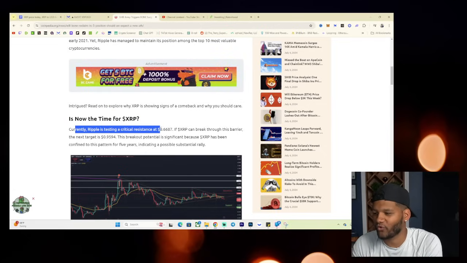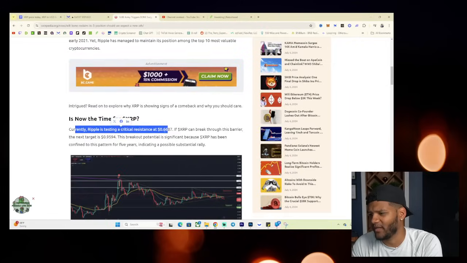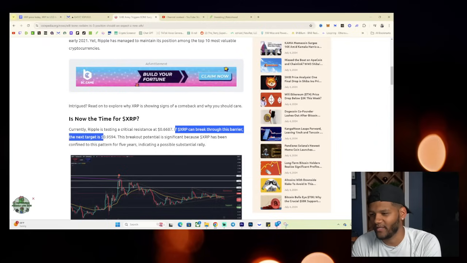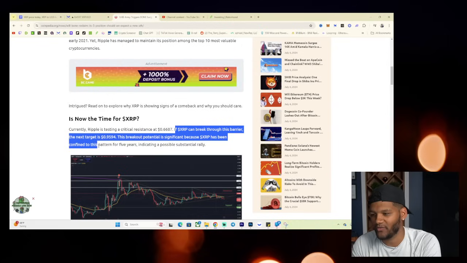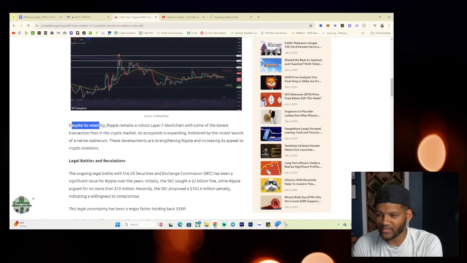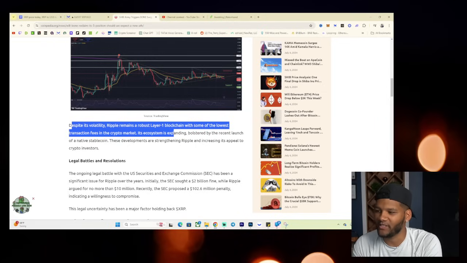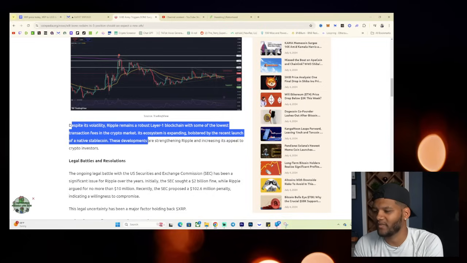Currently, Ripple is testing a critical resistance at 66 cents. I guess this article was from a while ago, from July 4th, and it had an update, but critical resistance of 67 cents. If XRP can break through this barrier, the next target is 95 cents. This breakout is potentially significant because XRP has been confined to this pattern for 5 years, indicating a possible substantial rally. Despite its volatility, Ripple remains a robust layer one blockchain with some of the lowest transaction fees in the crypto market. Its ecosystem is expanding, bolstered by the recent launch of a native stablecoin. These developments are strengthening Ripple and increasing its appeal to crypto investors.